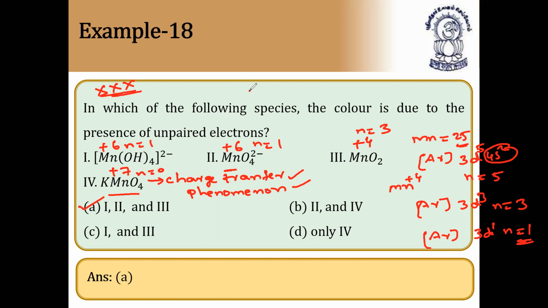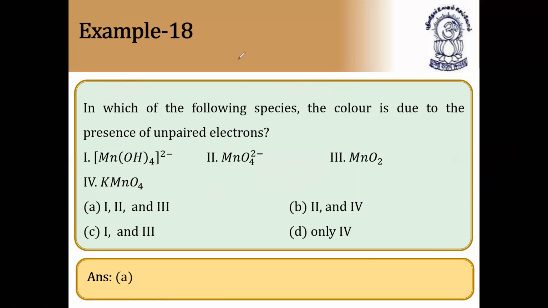The color of transition metal ions is due to d-d transition. Color exhibited by transition metals is due to d-d transition and also unpaired electrons. So the answer is the first option. Very, very important question.